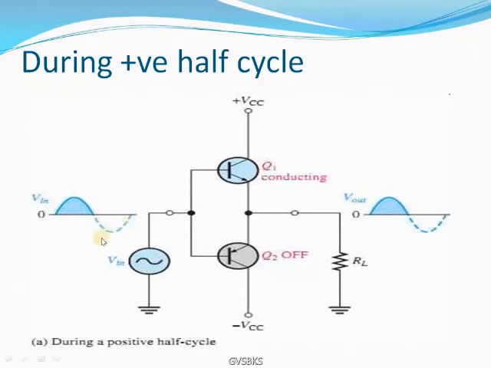During the positive half cycle of the input signal, Q1, which is an NPN type transistor, will be in the on state, and Q2, the PNP type transistor, will be in the off state. As we are taking output across the emitter, it works like an emitter follower. Therefore, the input signal and output signal are both in phase. So for the positive half cycle of the input signal, we will get a positive half cycle at the output side too.